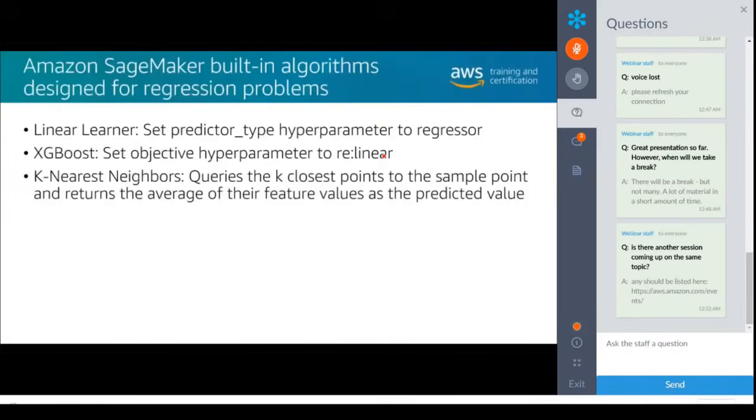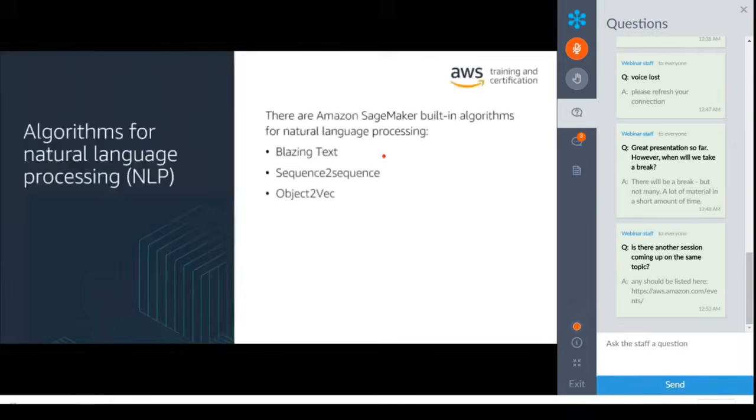SageMaker has a whole bunch of built-in algorithms, like I said. Here are just 3 of them. With Linear Learner, you set a hyperparameter to regressor. With XGBoost, you set the objective hyperparameter to reg:linear. Or with K-Nearest Neighbors, you query for the K closest points and you just choose K. How many classes do you think you're going to have? Maybe 5 different classes or 7 different classes. So how do you pick a hyperparameter? We'll get to that later.